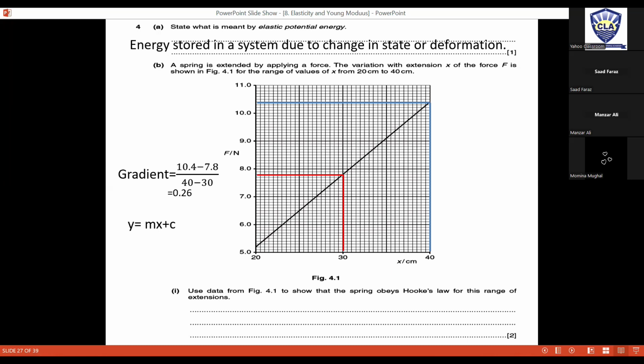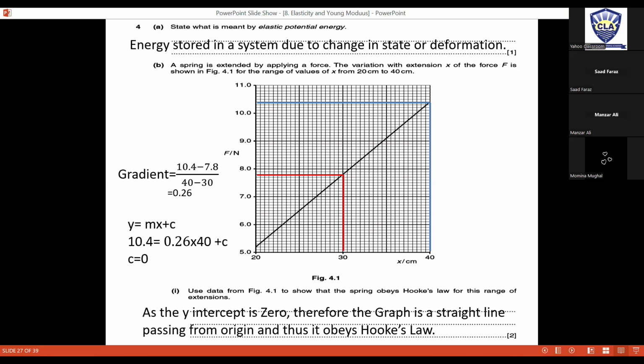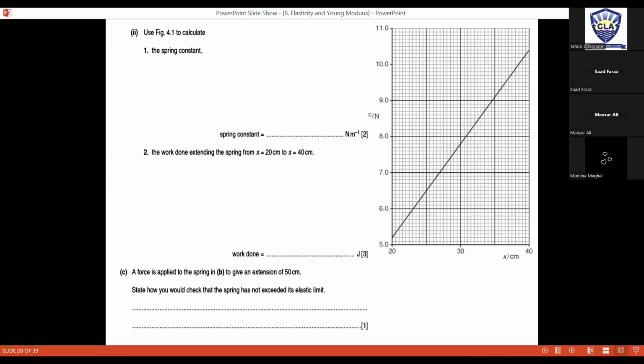So for c, I choose one of the points and find the value of c from here. If the answer is 0, then it is passing through the origin, and the answer comes out to be 0. The graph is passing through 0. So in that case, it is a straight line with y-intercept equal to 0. It is obeying Hooke's law. Spring constant is the gradient, F over e. So choose any of the values as F and the corresponding extension, and you will get the answer for the spring constant.